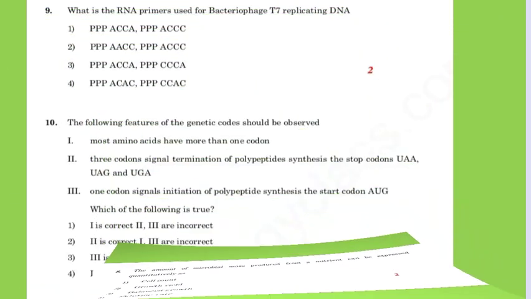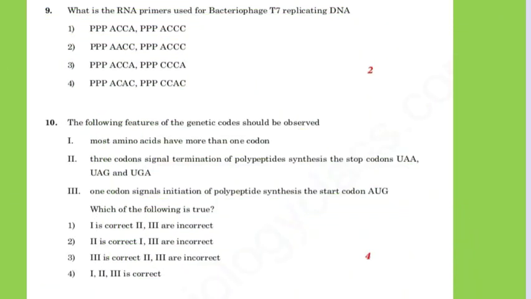The next question: what are the RNA primers used for bacteriophage T7 replicating DNA? At the time of replication of bacteriophage T7, the primer used is pppAACC or pppACCC. So the second option is the answer of this question.